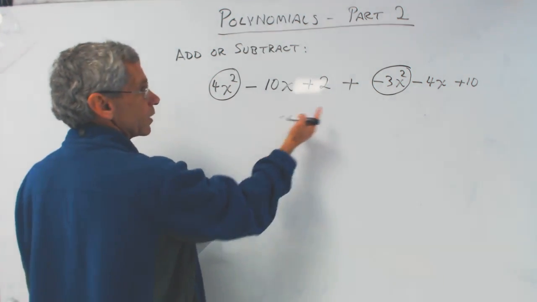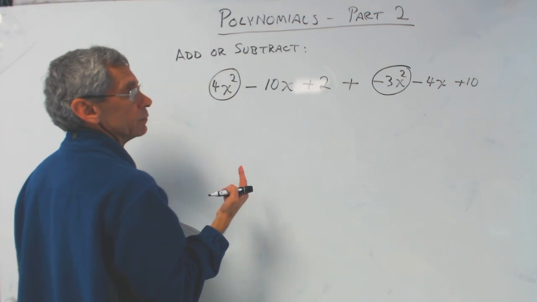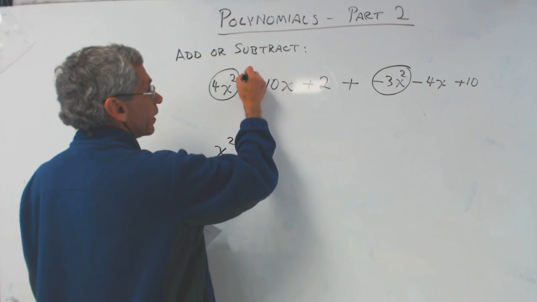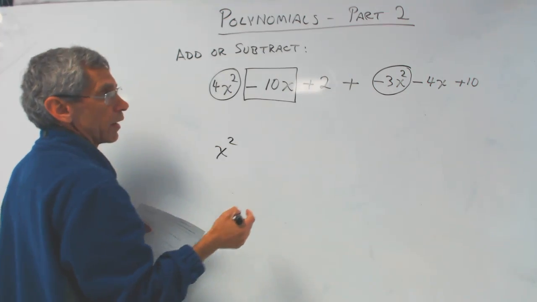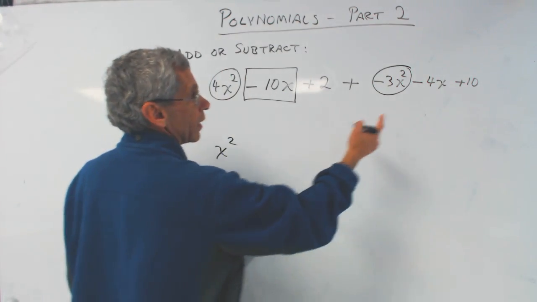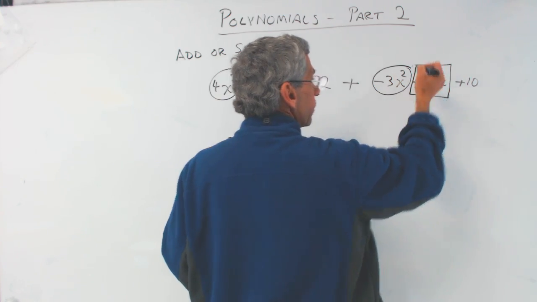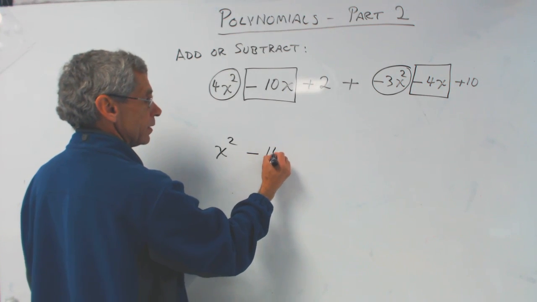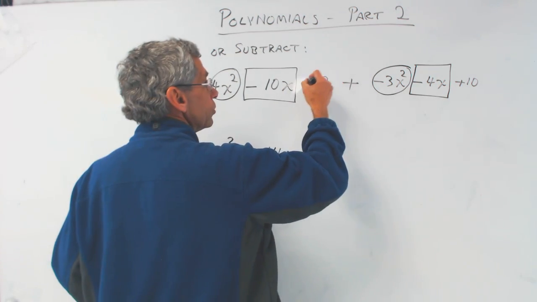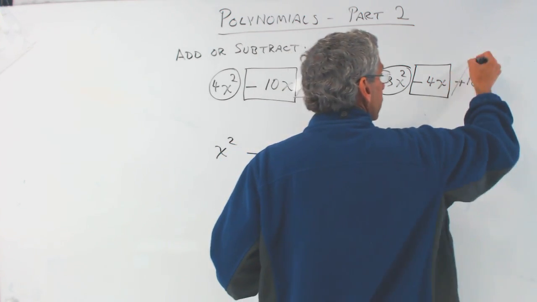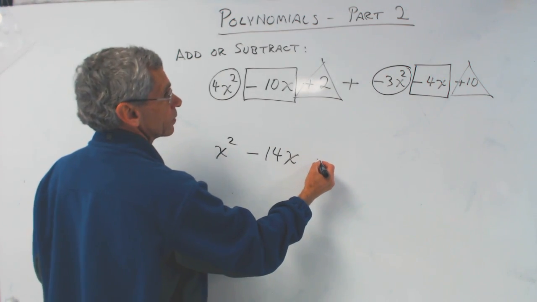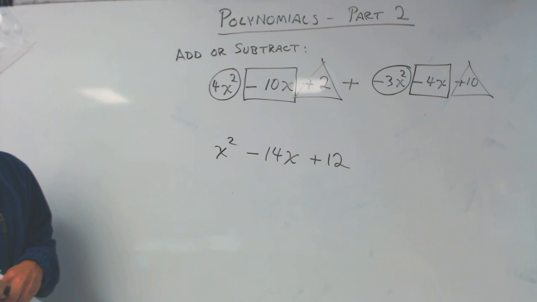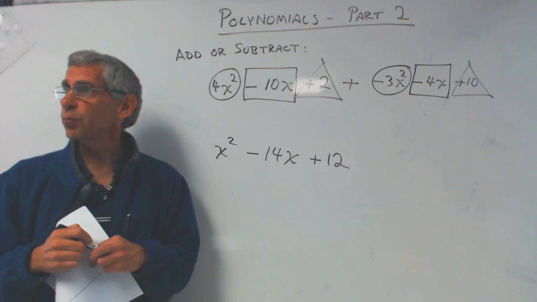All right, so I'm going to combine those. What is 4x squared minus 3x squared? 1x squared, or just x squared. Okay, good. Now, I've got a negative 10x and negative 4x, right? Those are like terms. They both have an x. So negative 14x. And my last is my 2, a positive 2 and a positive 10. So that is 12. 2 plus 10 is 12. That was pretty easy, right?